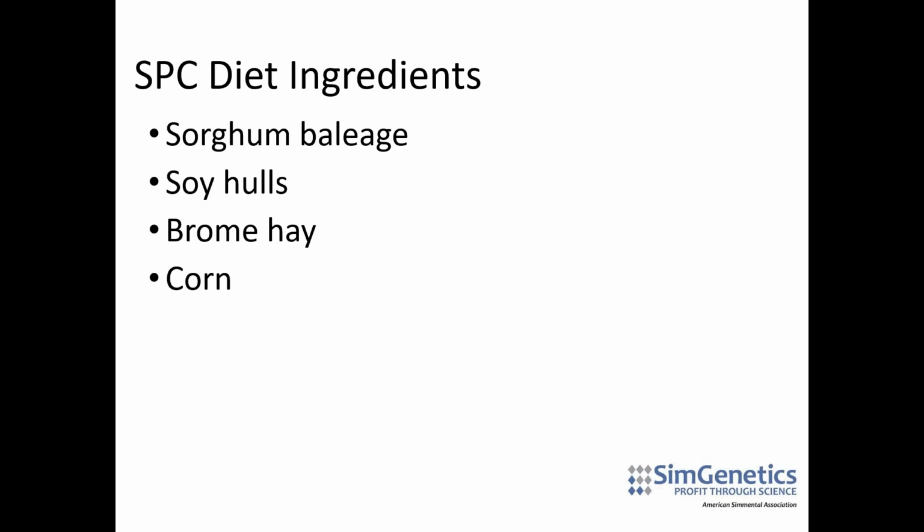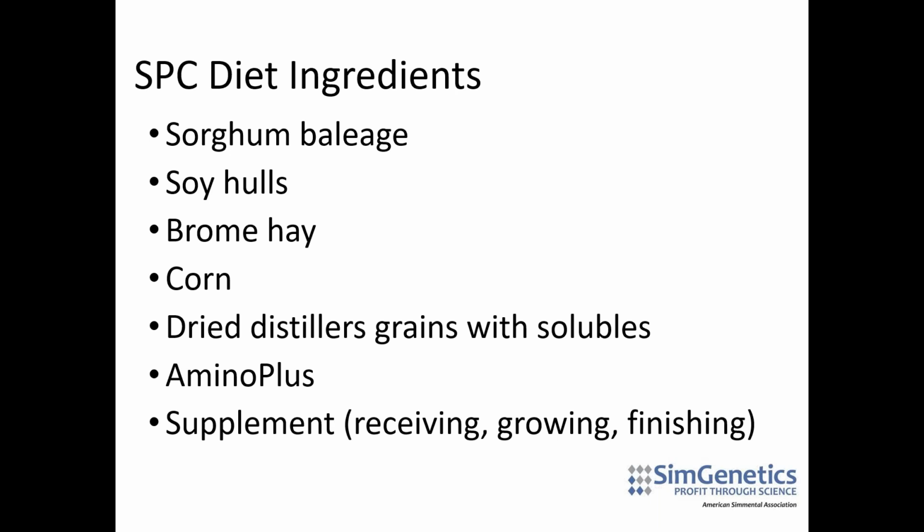All right, so we'll talk just a bit about some of the ingredients that your steers have been eating. Some of the dietary ingredients that they've been using at the University of Missouri include sorghum baleage, soy hulls, brome hay, corn, dried distillers grains with solubles, an amino acid supplement called Amino Plus, which is amino acids, the building blocks of protein, and then some other supplement that's probably going to contain vitamins, minerals, and protein.